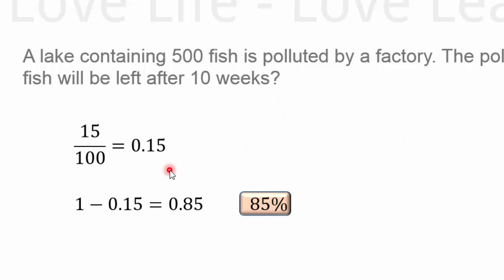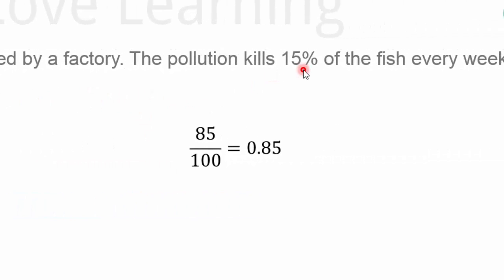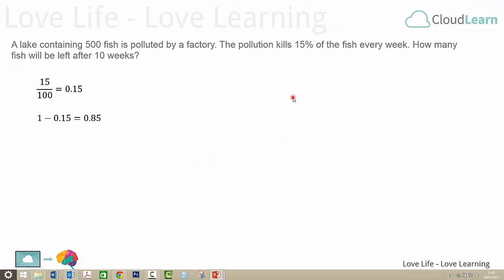Now, another way of looking at this would be just to simply go from the basis that if we've got 15%, then it means we've got 85% left, and we can just convert that straight into a decimal like 0.85. Now, coming back, we're going to have a look at how we solve this problem. After the first week, we could say that there's 500 times 0.85, in other words 85% of 500 left, which would give us 425 fish.